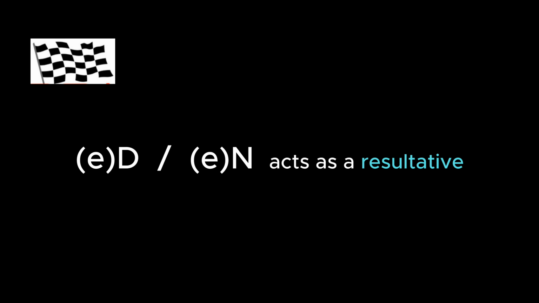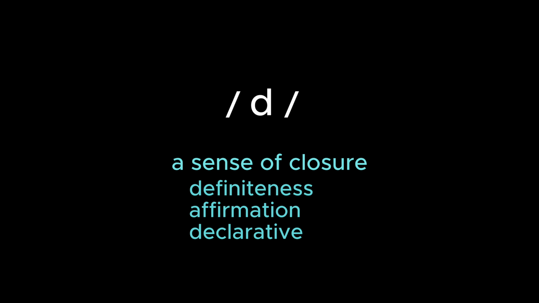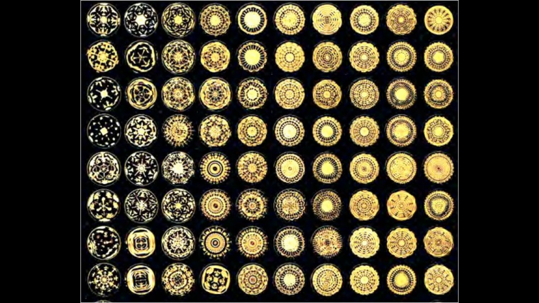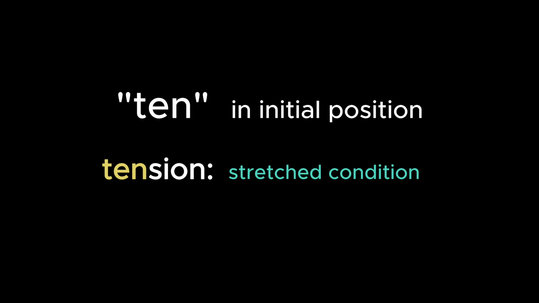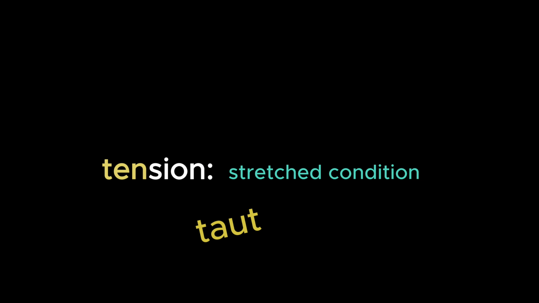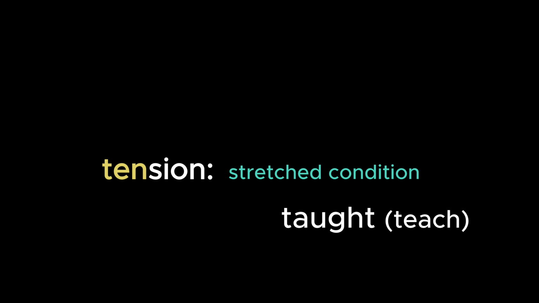As I've pointed out in previous blogs and in my ebook Insider English, when either ED or EN is appended to words, it infers a resultative. In any case, the D sound tends to stand for a sense of closure, definiteness, affirmation, declarative, even if only occasionally cross-linguistically. If this is merely coincidental, how do we explain the overwhelming similarity of certain words within the same language? Consider the following. Ten in initial position. Tension, a stretched condition, which I have stated elsewhere is likely related to taut and taught, from which teach is a conversion of taught.